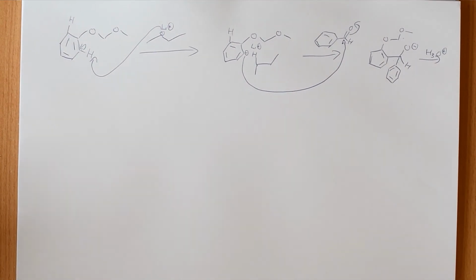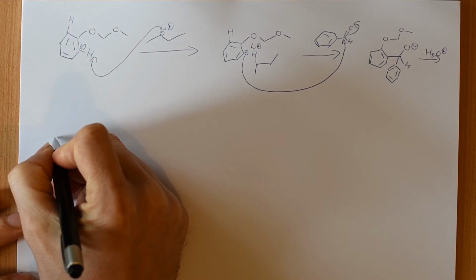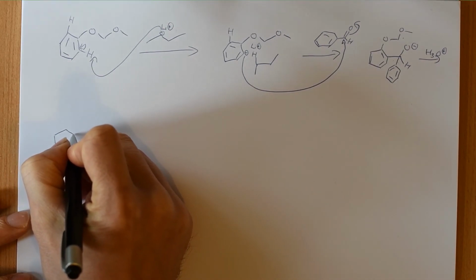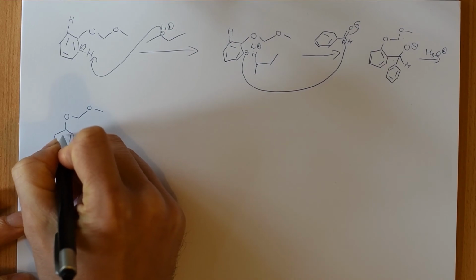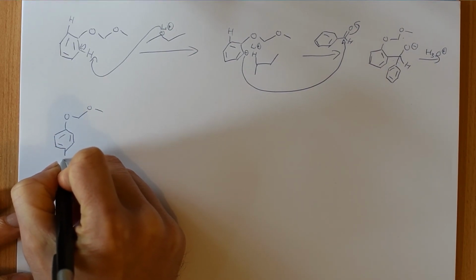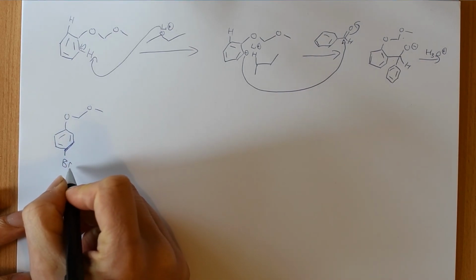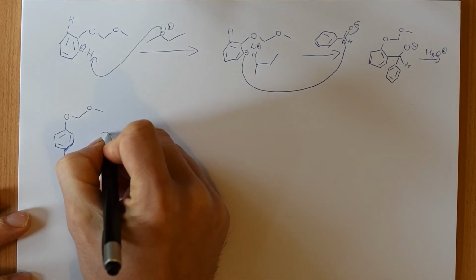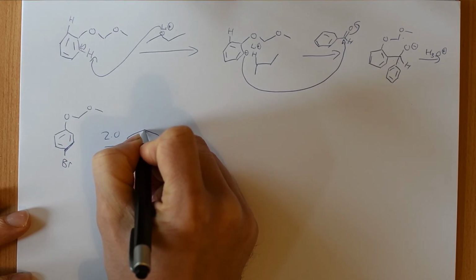So, staying with the theme of treating compounds with butyl lithium, the second part of this question asks what happens if you take a similar related compound. So if you take this same compound except with a bromine in the para position and you treat that with, this time, 2 equivalents of tert-butyl lithium.